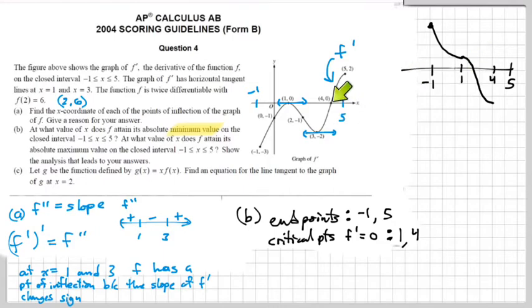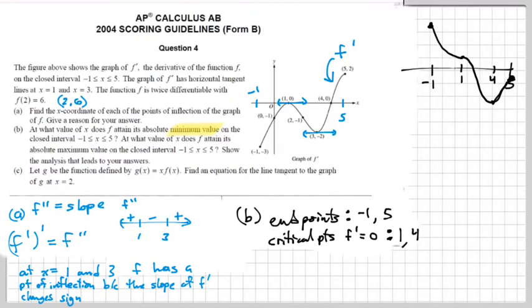After 4, we're finally above the x-axis. F prime is above the x-axis, and so what is f going to be doing after 4 until we get to 5? It's going to be increasing. So we're going to increase until we get to 5. Now the way I drew it, it looks like we're stopping right here. Okay, yours doesn't have to be perfect though.